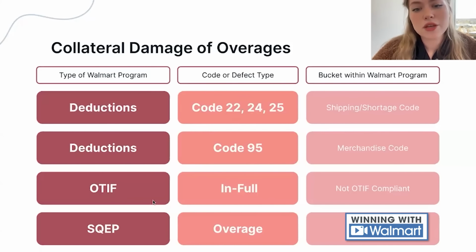Then there's OTIF, the On-Time In-Full program. This is the in-full piece of it, and if you're not OTIF compliant, like I said, that can have ramifications outside of just receiving a fine, or can actually impact your relationship with your buyer. And then we have the Supplier Quality Excellence Program, SQEP, which is going to be the overage fine and is part of phase 1.